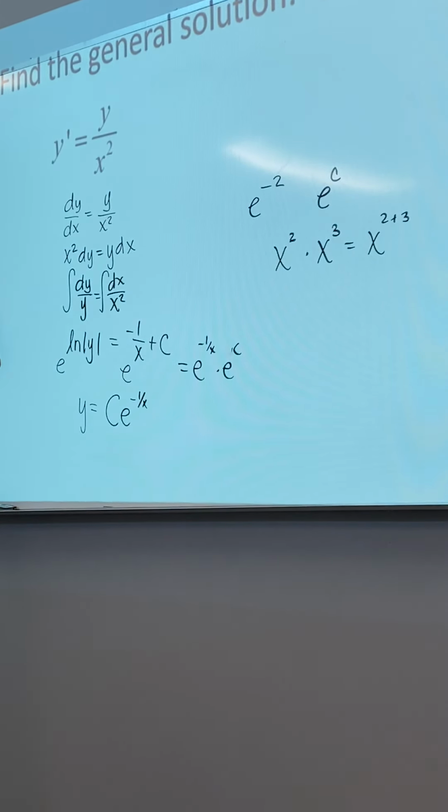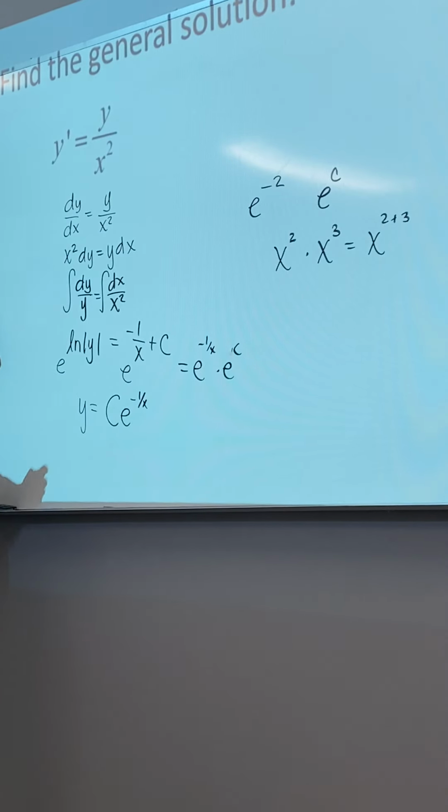Is negative 1 over x just negative ln of x? Why? Because I didn't do the antiderivative of it. Oh. Never mind. Your brain is like stuck in an antiderivative world. Okay. That's the answer, by the way.